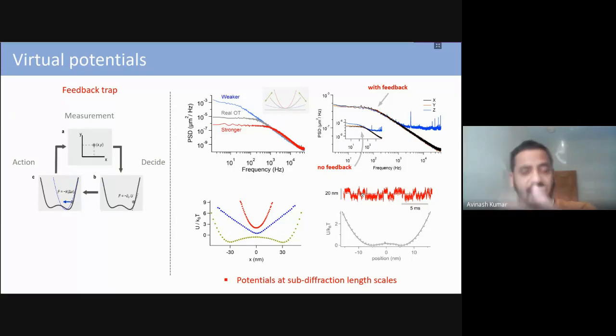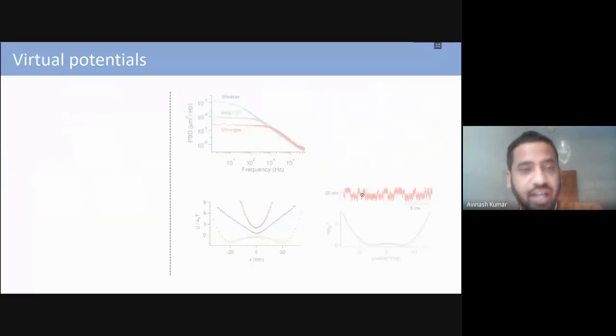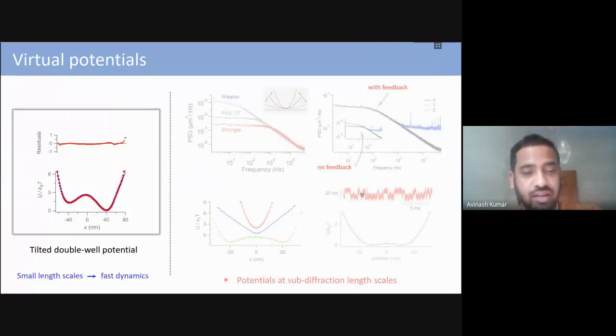So these are just other applications of the feedback trap that I developed in my PhD. But the aim is still to go back to the previous thing and see whether we can create the potential that we talked about for the Mpemba effect. And actually, we could create a tilted double well potential that I just talked about. The small length scales here will facilitate faster dynamics, which will allow us to repeat the experiment many number of times.